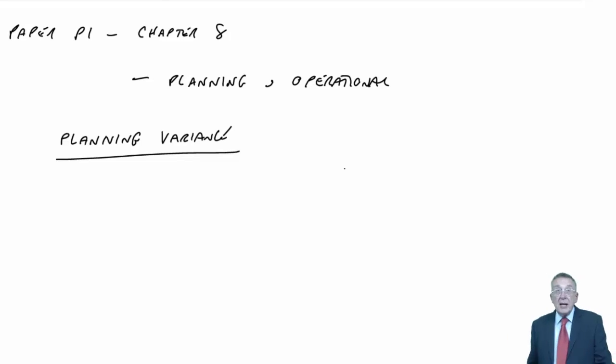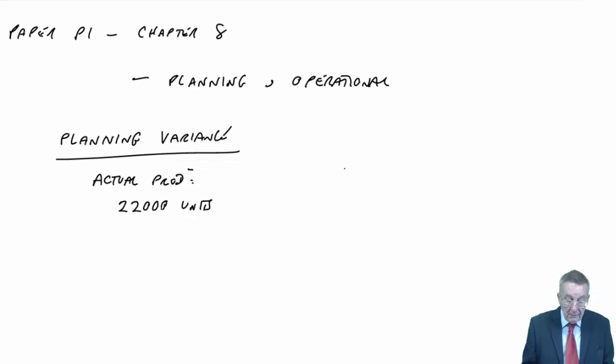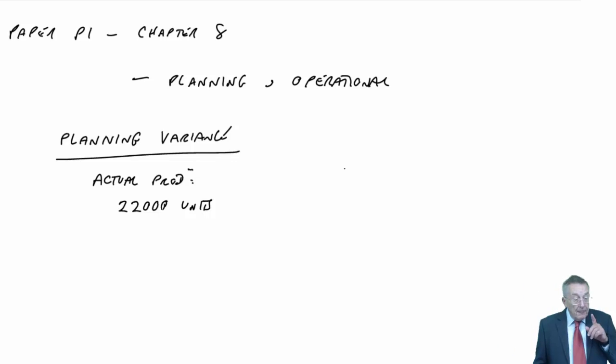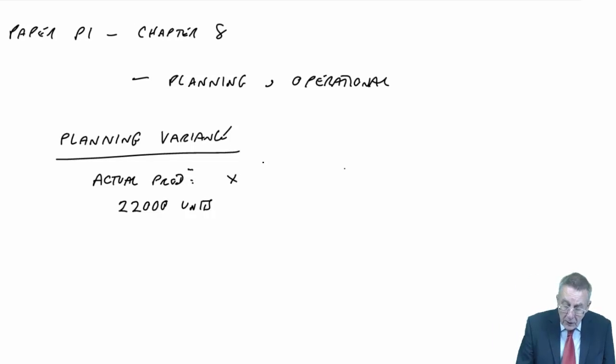However, it's a little bit funny, so watch carefully and do learn it, obviously. For the planning variance, we take our actual production, which was 22,000 units, because overall that's what the effect is on. And we say, well, how much would that have cost using what we call revised standard hours at the original standard cost?